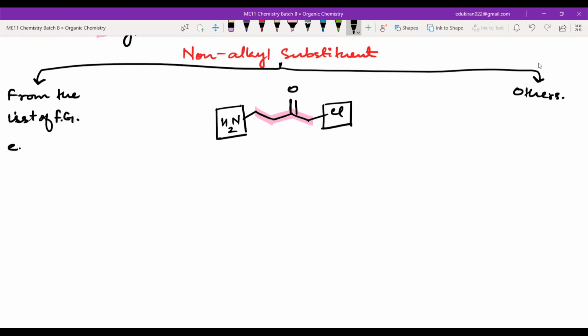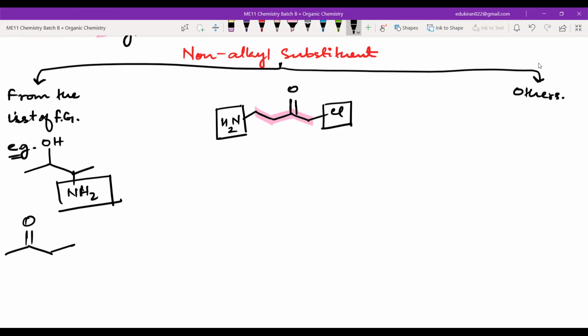Okay. So for example, in this structure you have NH2, right? And if you have this type of structure with OH and there is NH2, this NH2 is a non-alkyl substituent, but we have seen it in the list of functional groups. Similarly, you can have a ketone, and if there is OH, this OH is a substituent which we have already seen in the list of functional groups.